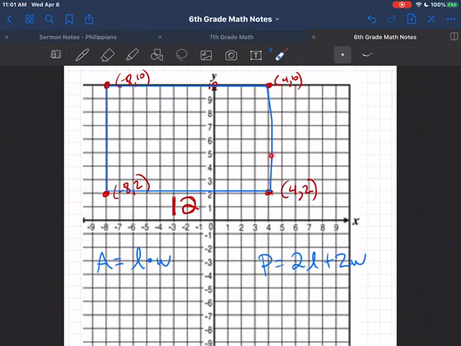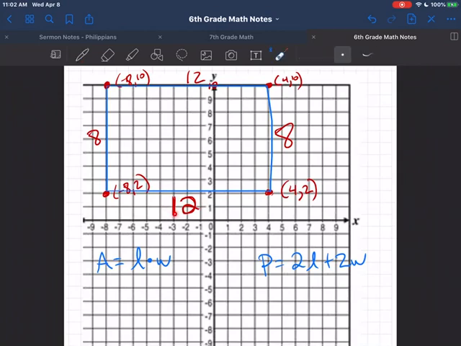Okay, now, what about this one here? Well, we have an x value of 4 on both lines. So we're going from 10 to 2. They're in the same quadrant, so we subtract. 10 minus 2 is 8. All right, so now we have 12 and 8. So that means that this is 8 and this is 12.